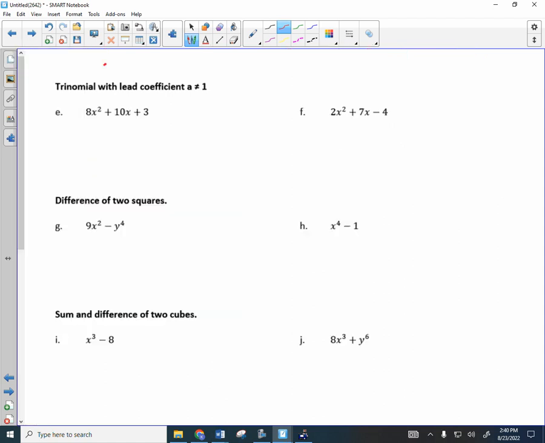Flip it over. Trinomials with coefficients of a not equal to 1. So you see we have an 8 and we have a 2. There are 2 methods that we will teach you to do this. First hour said that they had not learned the second method. We'll see if that's the case.